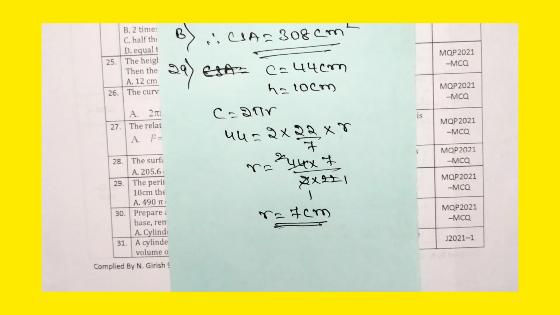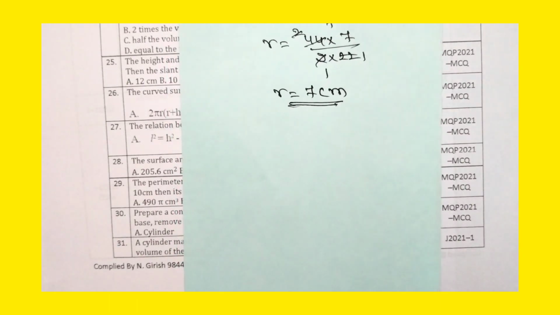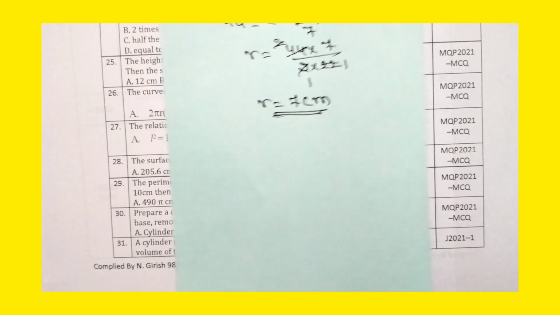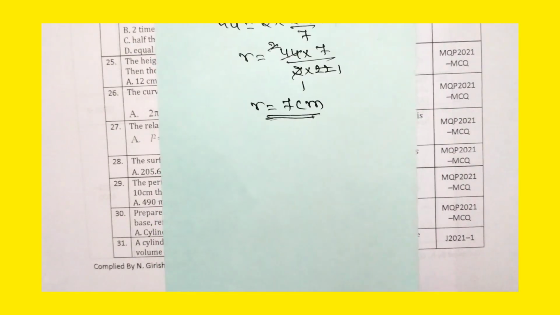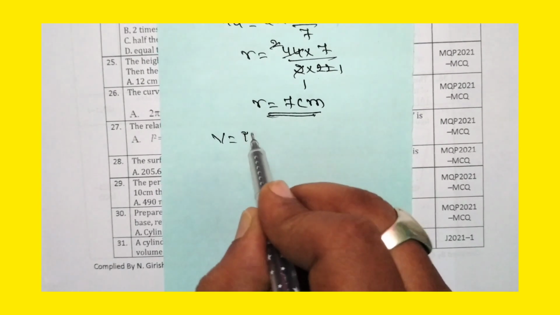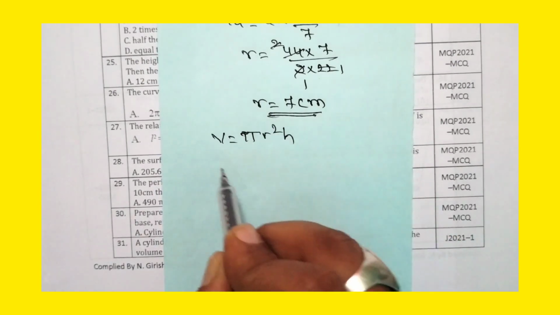After getting the radius, we have to find out the volume of the cylinder. So let us find out the volume of the cylinder. Volume of the cylinder is equal to pi r square h.